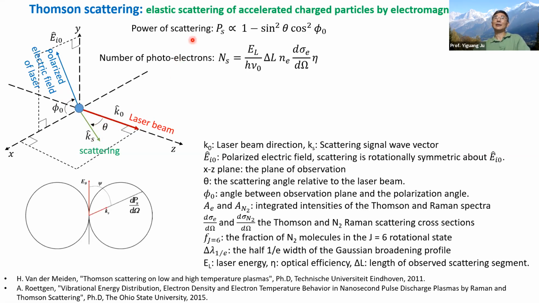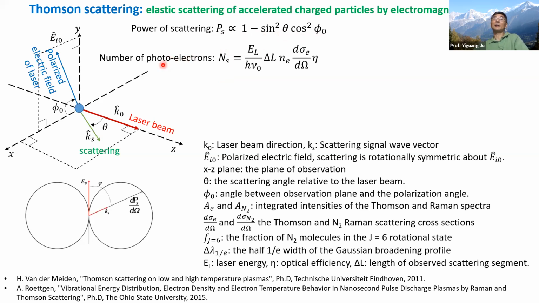The power of scattering in Thomson scattering is a function of the angle between the laser beam and the scattering direction, and the angle between the polarized electric field and the plane of the laser and scattering. This is the plane of the laser beam and scattering direction, and the angle between the polarized electric field and this plane is phi. So the scattering is a function of theta and phi.